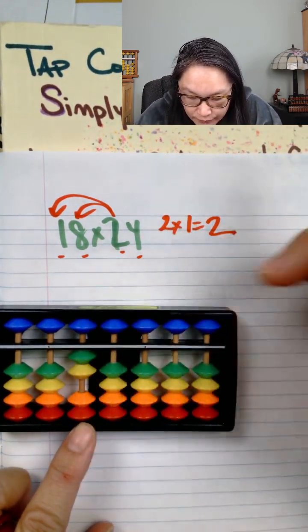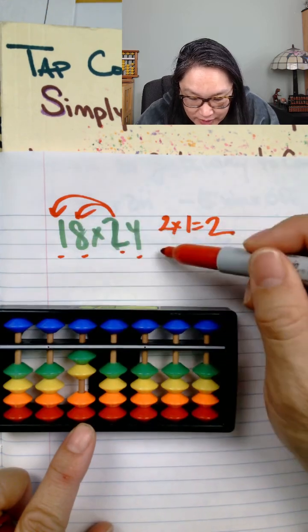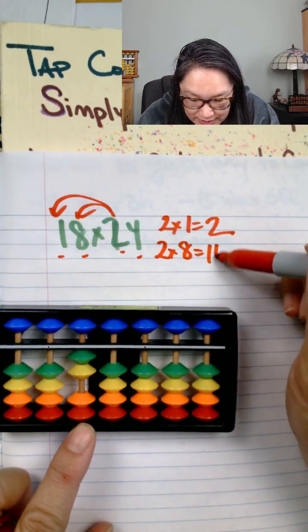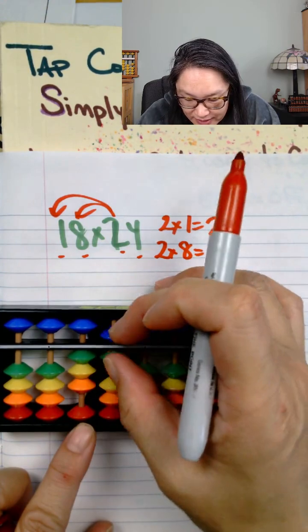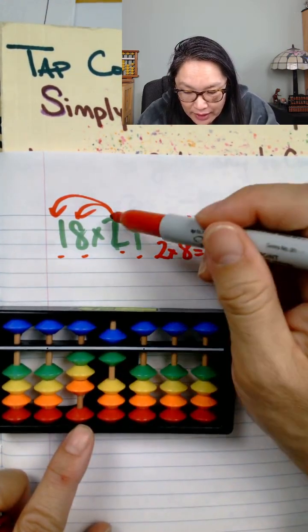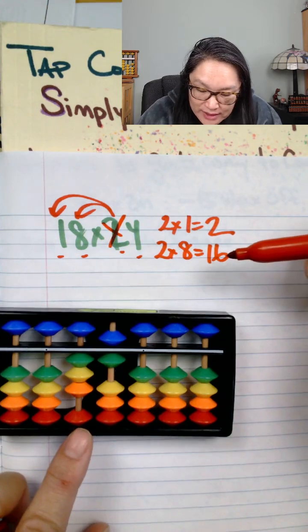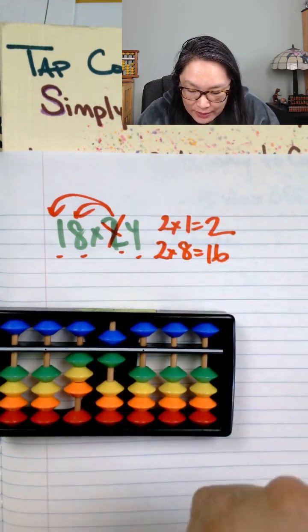So I'm going to have my 2. Now I have 2 times 8. 2 times 8 is 16. So I add my 1 and I add my 6. Right? Now I'm done. I am done with this 2. So what's next? I have to reassess my number.